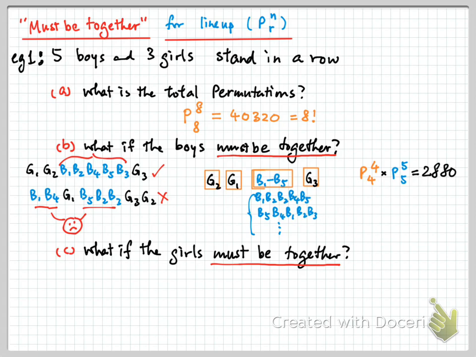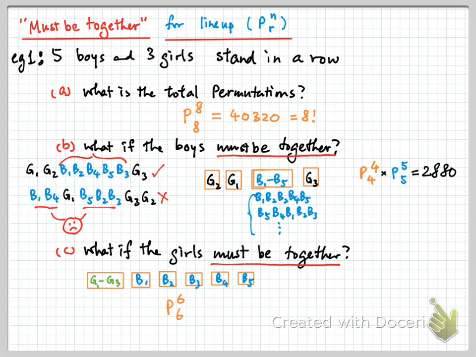Once again, we get a box, and in this box we put all the girls, G1 to G3. Then we have one box for each boy. There are 5 boys, so we have 5 boxes, B1 all the way to B5. So now there are altogether 6 boxes to line up. The way to line up the boxes will be 6P6. There are so many ways to line up these boxes.